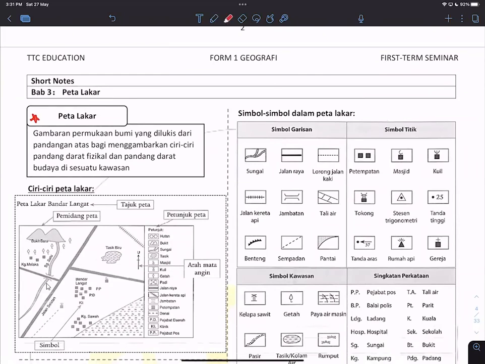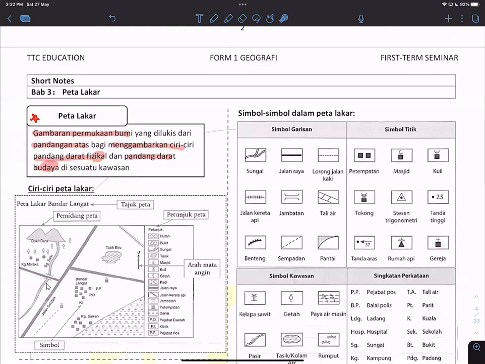What is the maksud for peta laka? Gambaran permukaan bumi, dilukis secara pandangan atas, containing all the ciri-ciri pandangan darat fizikal and pandangan darat budaya di suatu kawasan. This definition always comes up in the soalan struktur, so you have to remember the whole sentence. There are 3 keywords: gambaran permukaan bumi, pandangan atas, and all the ciri for physical, nature, and budaya, from culture.